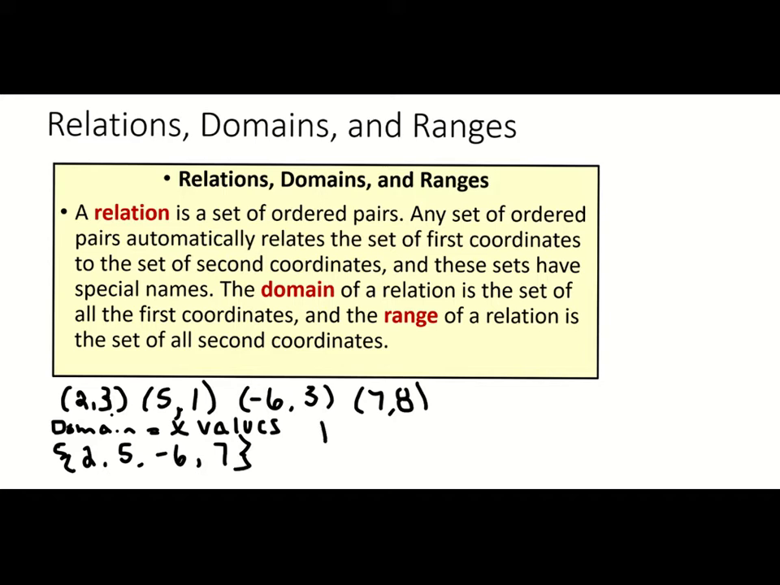The range is your second set in the coordinates, or they are talking about the Y values. So in our case, our Y values for this set of ordered pairs would be 3, 1. We already used 3. It's okay to have a repeat, but we're not going to write it in our set. And then 8. So that would be my range or my Y values.